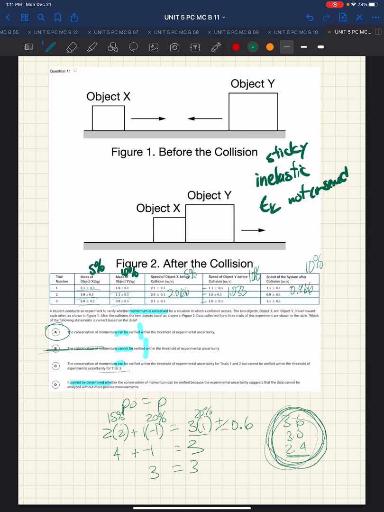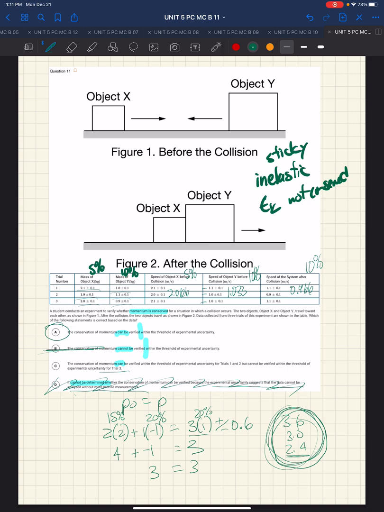Well, let's check that out in a moment. Cannot be determined, well, because of the experimental uncertainty, the data cannot be analyzed without more precise measurements. That's a false statement. We can always do that irrespective of the uncertainty. We could just be inconclusive.